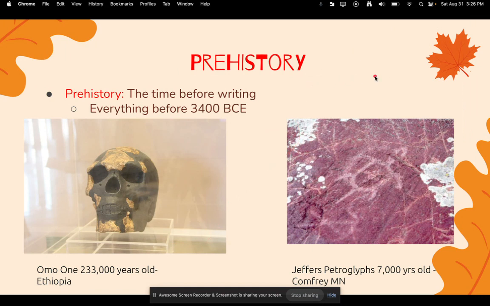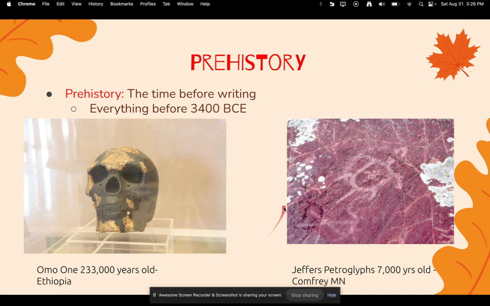All right, prehistory. Prehistory is the time before writing. So pretty much anything before 3,400 BCE is going to be called prehistoric. So one of the most interesting recent finds is actually this skull right here. It's called Omo One. And this is now the oldest human remains ever found. And it dates back to about 233,000 years ago. And the skull was discovered in Ethiopia.